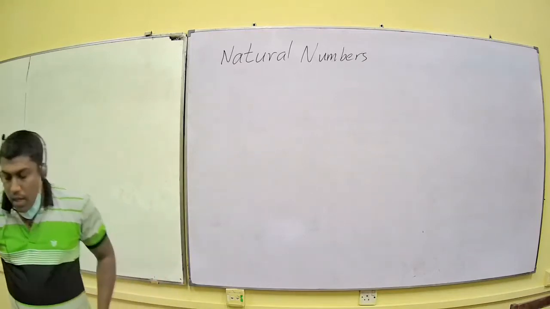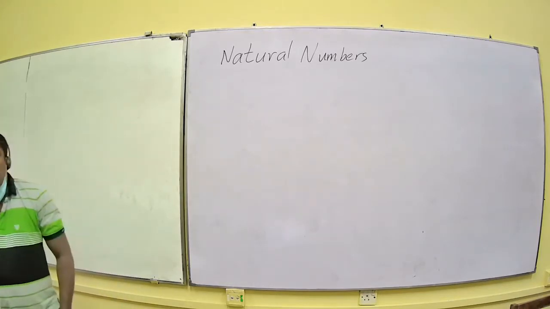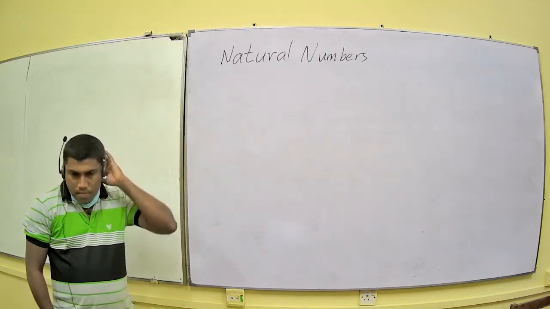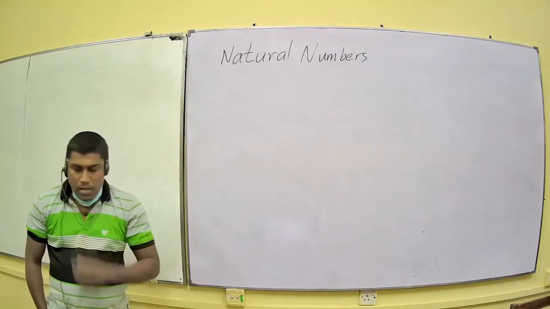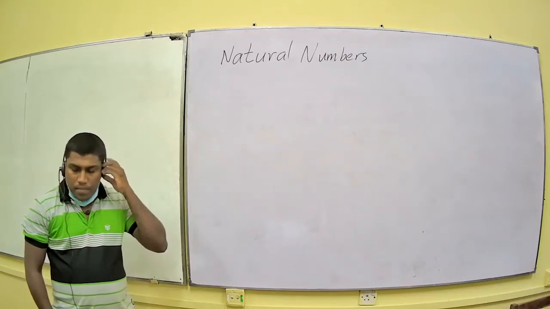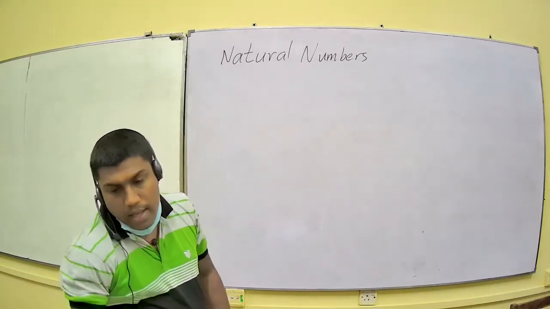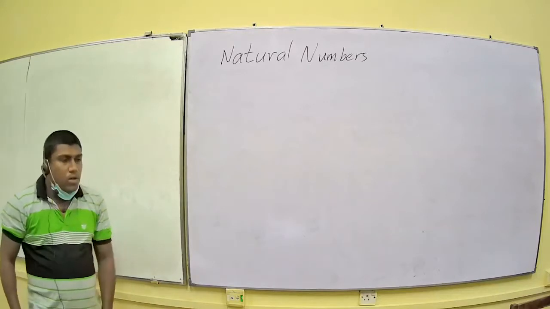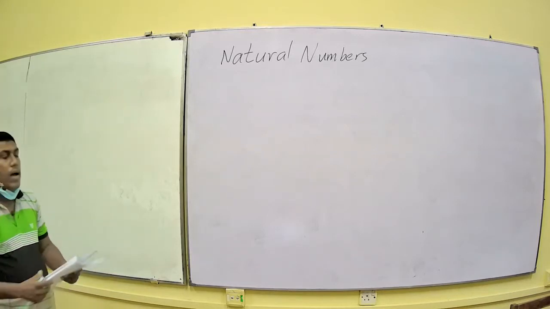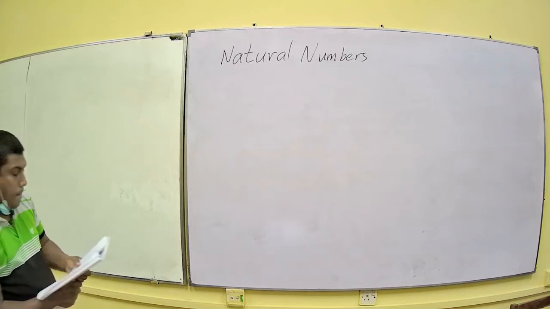Last class we talked about some properties of absolute value, right? And then we saw the triangle inequality and other related things in the last class. And then I briefly introduced the natural numbers. So today we are going to talk about the natural numbers and some related topics.